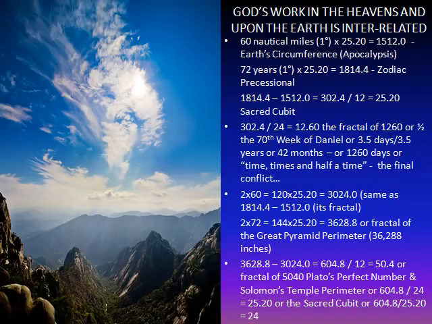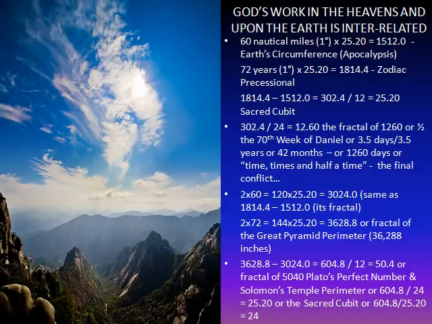1,814.4. Now, if we take the difference between these two numbers, 1814.4 minus 1512.0, it will equal 302.4. Divided by 12, representative of either the 12 patriarchs of Israel or the 12 apostles of the Lamb, Israel and the church, it would equal the sacred cubit number itself of 25.20.